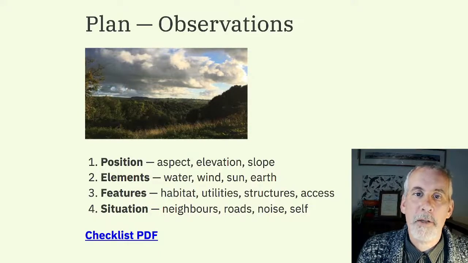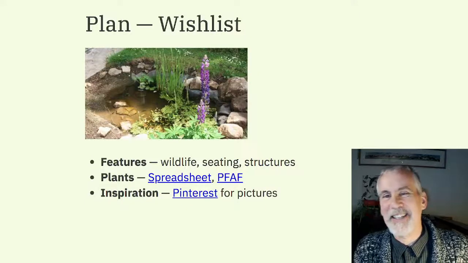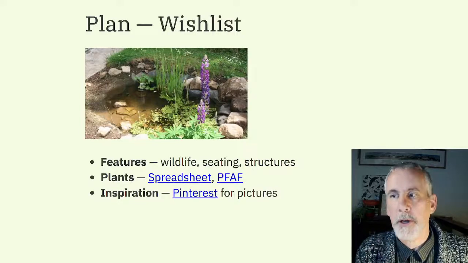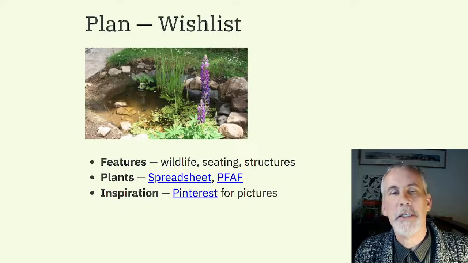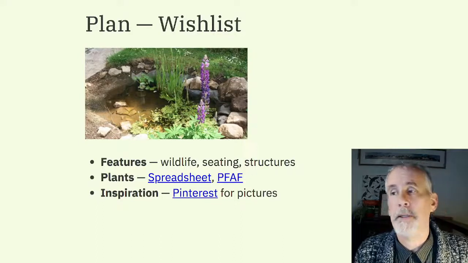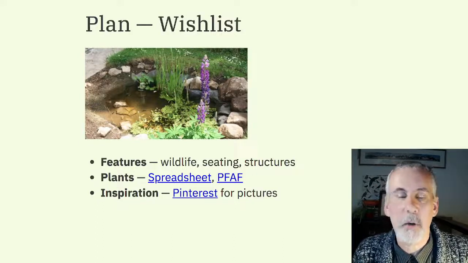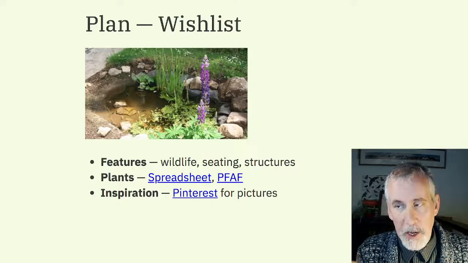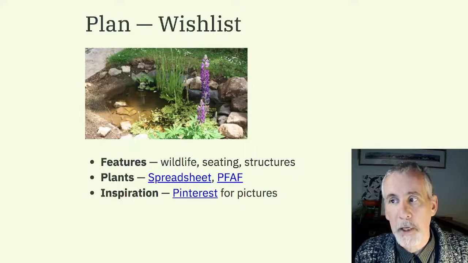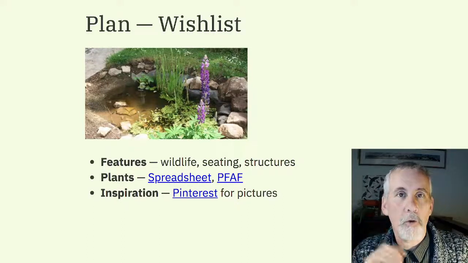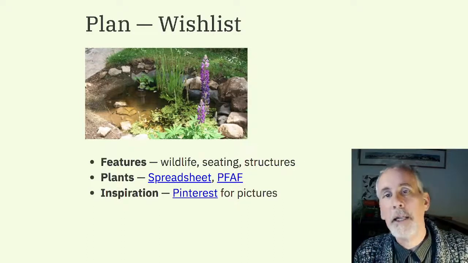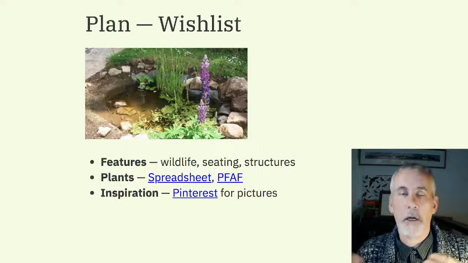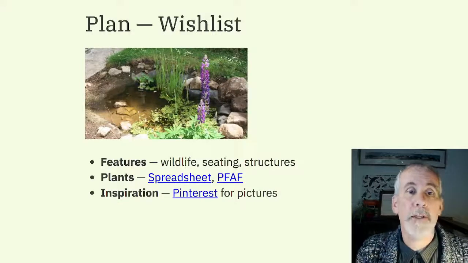So once you've got your checklist of observations, then you go onto your wish list. So you make a wish list of the features that you want. I always put wildlife number one, put seating, somewhere to sit down, and then structures, somewhere to grow plants in, ideally a potting shed or a polytunnel. Then I look at plants. There's a link to the Forest Garden spreadsheet there, and there's a fantastic website called Plants for a Future, PFAF, where you can look up a whole range of different useful plants. And then finally, inspiration. I use Pinterest and I collect a load of pictures for myself and for different clients. I'll put a load of pictures together, so I find that a very useful tool as well.